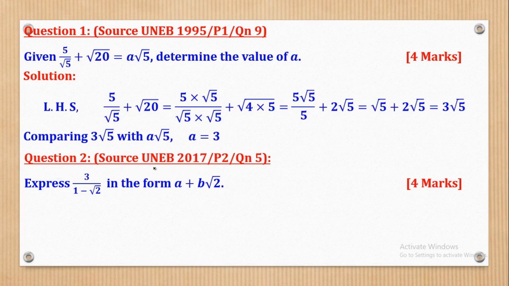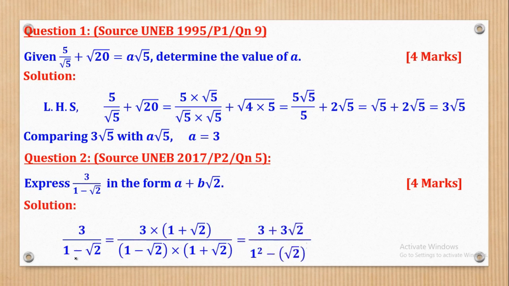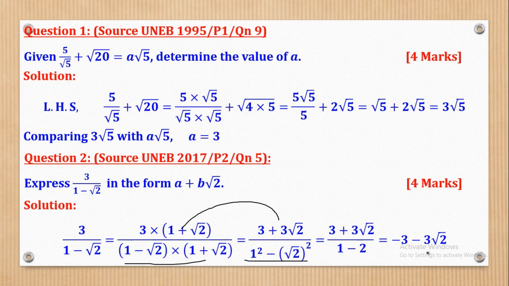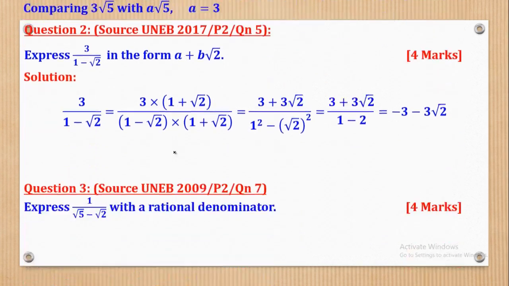Then question 2 came from UNEB 2017, paper 2, question 5, and says, express this in the form a plus b root 2. So you have to rationalize the denominator. So to rationalize here, the surd has a minus, therefore the conjugate surd will have a plus, as you see here, both up and down is multiplied. Then when I expand, open brackets here, I'll come up with this, and this will be difference of 2 squares, which is that. So in the end, I'll come up with this as the answer in this form, which was required.